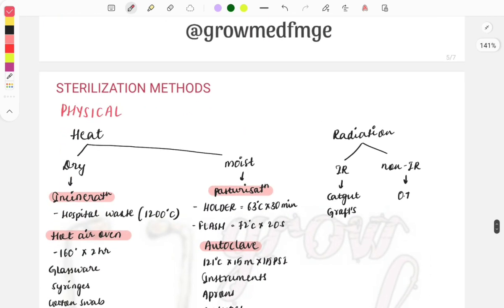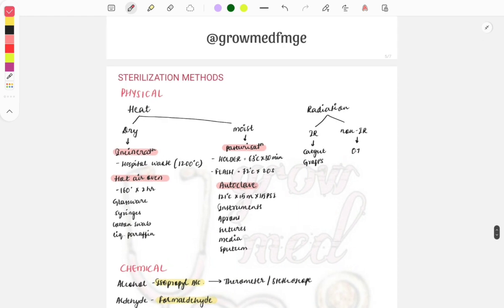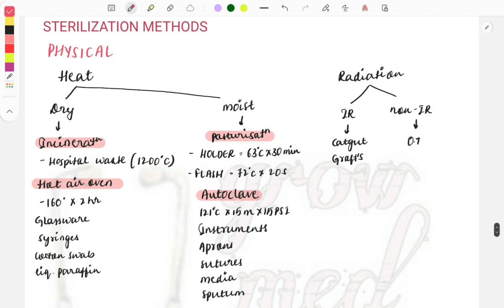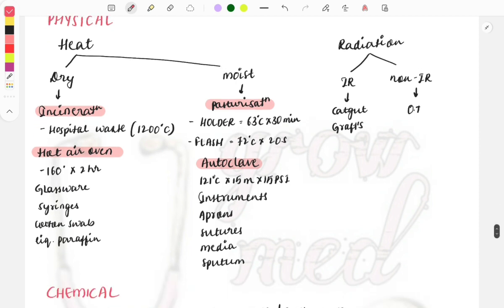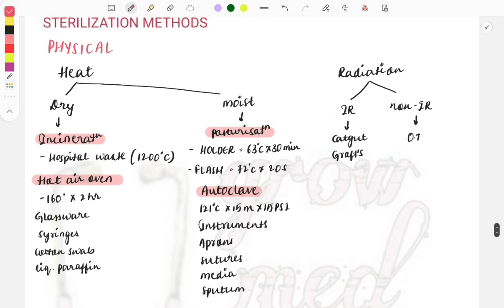Then moving on to the sterilization methods. This is an important topic in general microbiology, and questions are asked on this. So let's look at it. Physical and chemical methods are there. The physical method is again classified into heat and radiation. We will look at what each includes. Heat can be dry and moist, and in dry heat, incineration is used for hospital waste. This one is also asked.